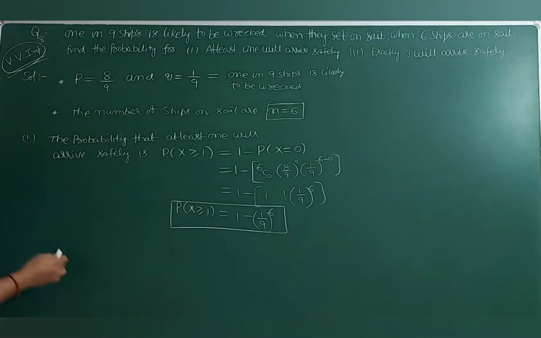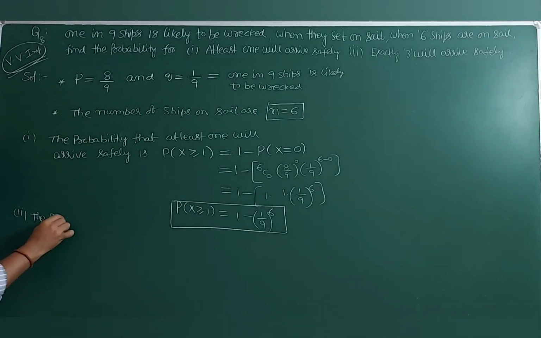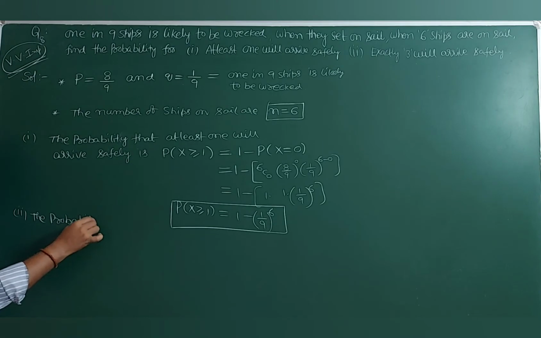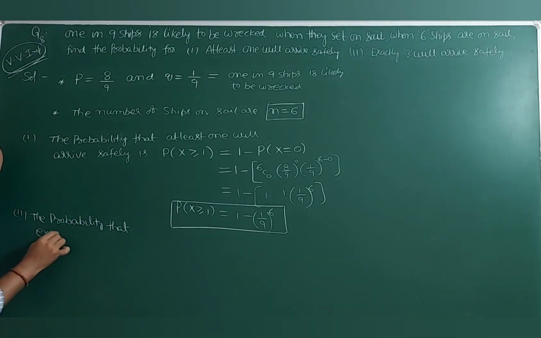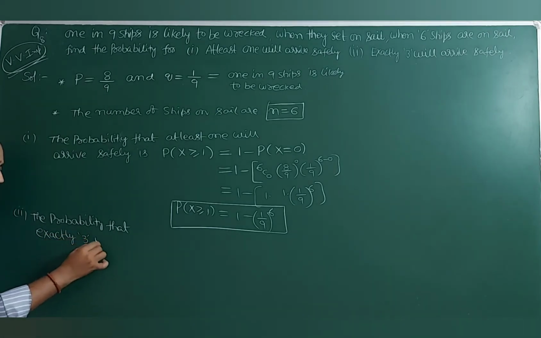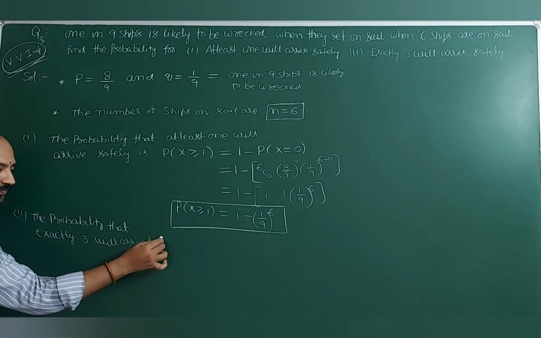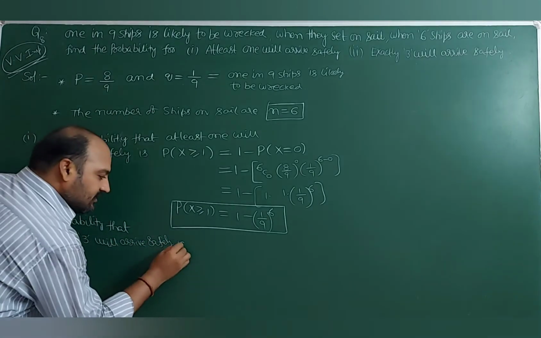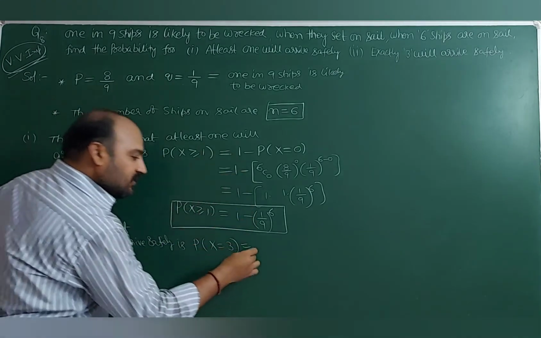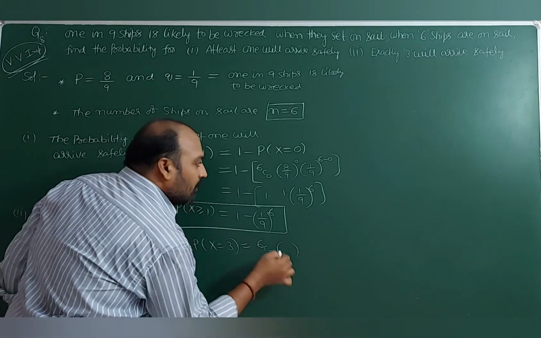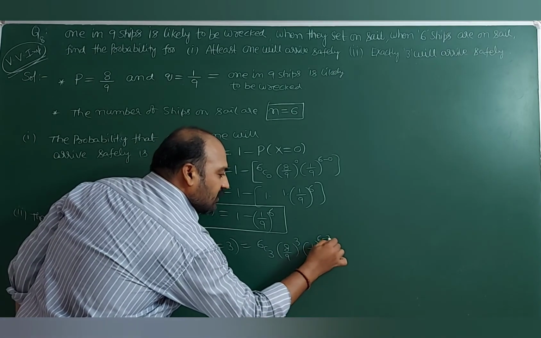Now come to the question. Exactly 3 will arrive safely. The probability that exactly 3 will arrive safely is P of X is equal to 3. So wherever r is there, replace with 3. 6C3 P power, 8 by 9 whole power 3, 1 by 9 whole power 6 minus 3.